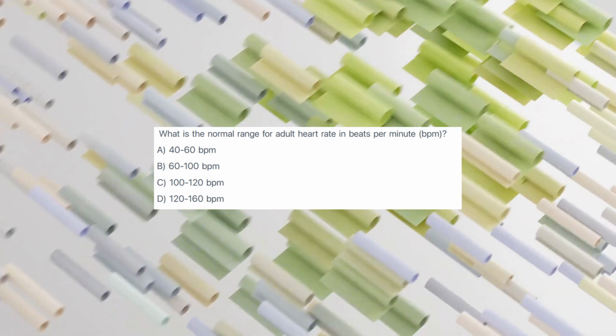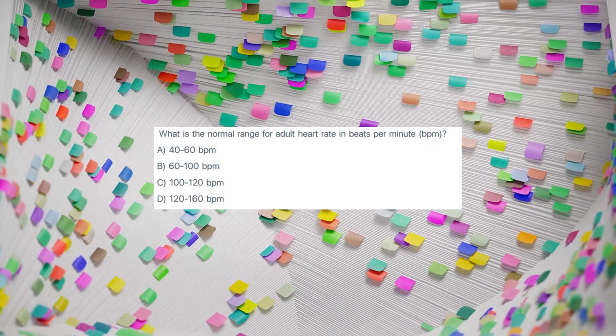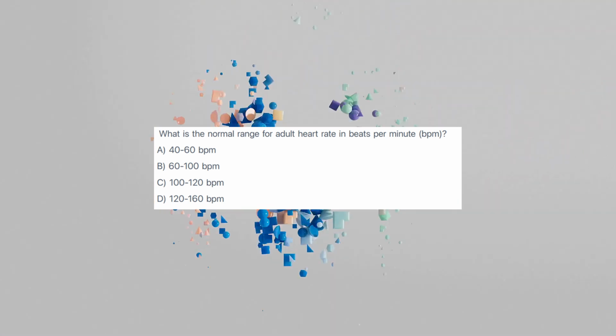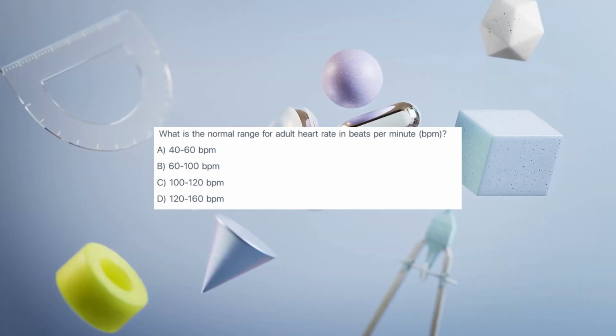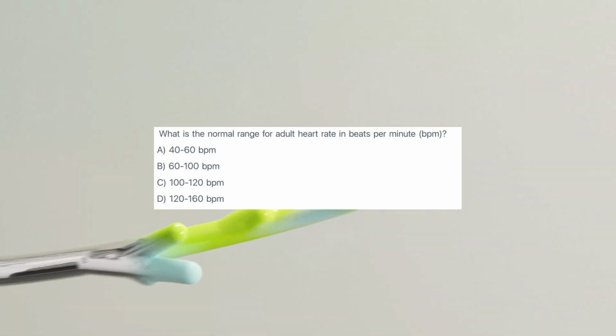Explanation: the normal resting heart rate for an adult is generally considered to be between 60 and 100 beats per minute. Rates below 60 BPM may be bradycardia, and rates above 100 BPM may be tachycardia.